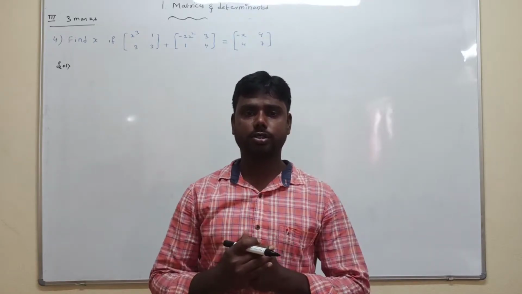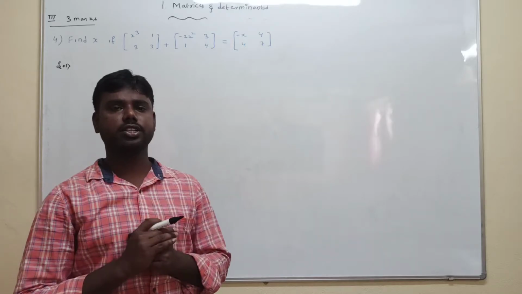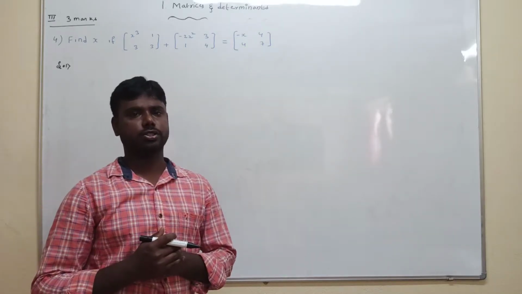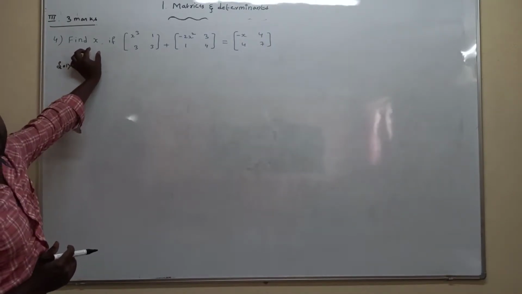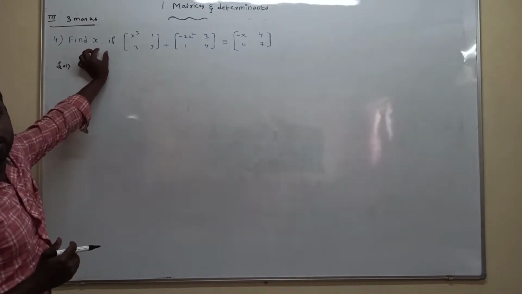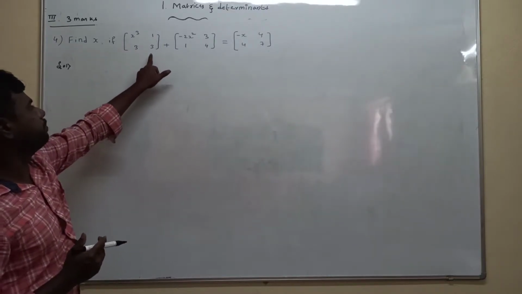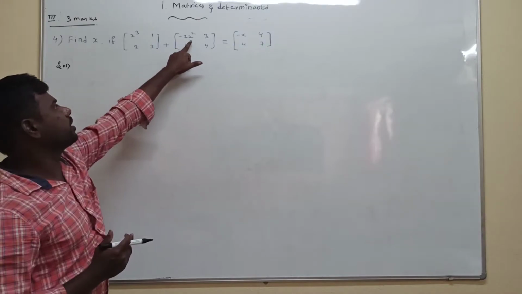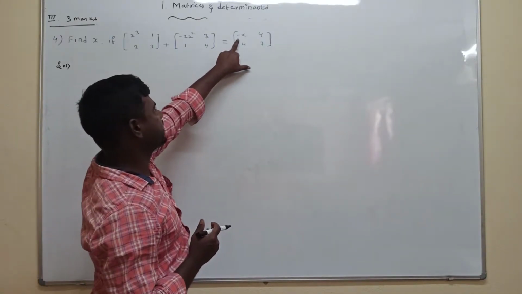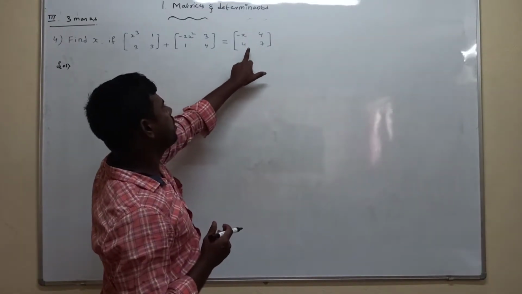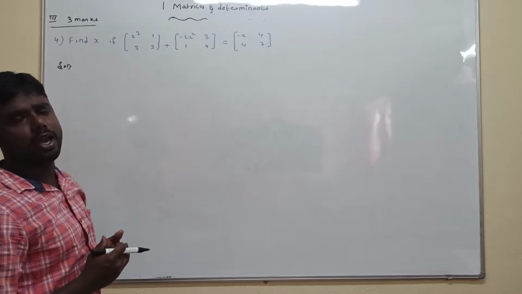The last class discussed the 3 marks questions, the first 3 questions. Today we are discussing the remaining questions. This is the fourth question. Here it asks: find the x value. The given condition is the matrix [x cube, 1; 3, 3] plus [minus 2x square, 3; 1, 4] is equal to [minus x, 4; 4, 7]. According to the given matrices, find x.